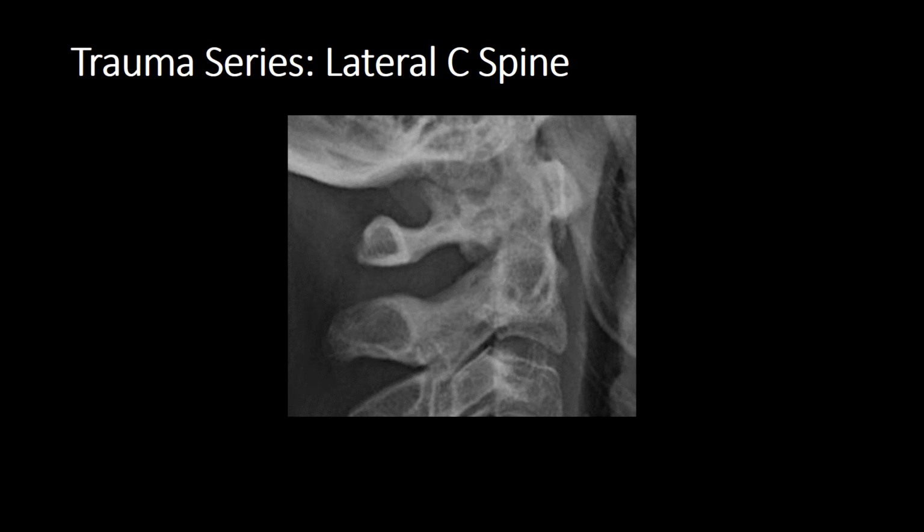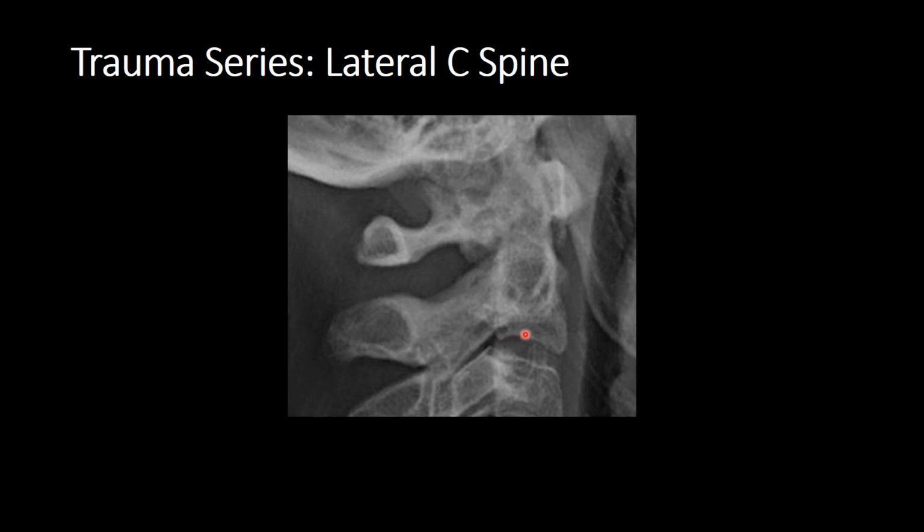So what I want you to do for every lateral C-spine is to get into the habit of drawing around the cortices, because if you don't, you'll miss a fracture. So I want you to start off by drawing around the anterior tubercle of C1. The pre-dentate space is, in an adult, 3 millimeters or less, and in a child, 5 millimeters or less. So we have our anterior tubercle of C1 and the pre-dentate space.